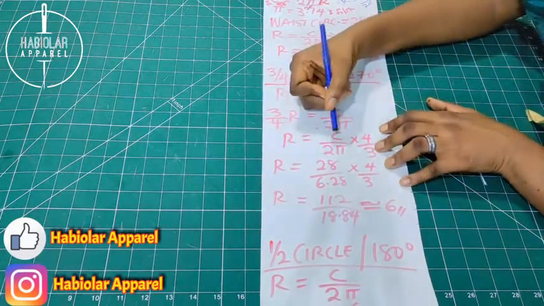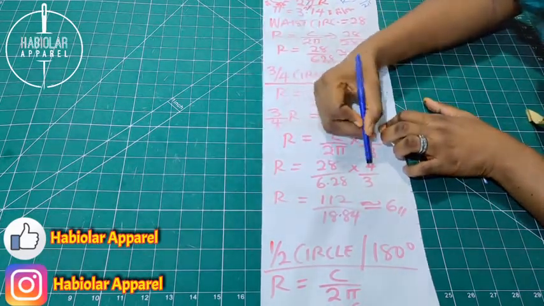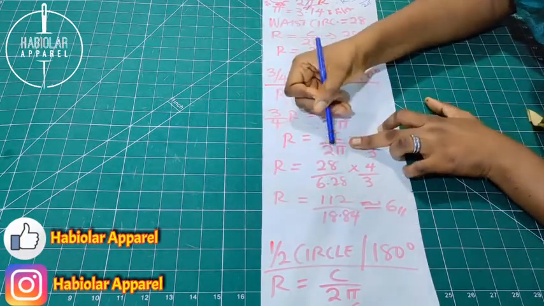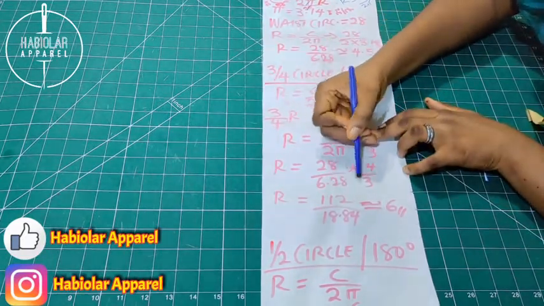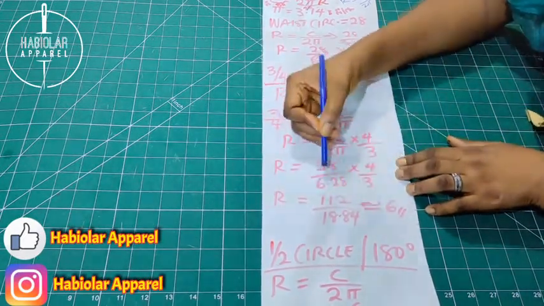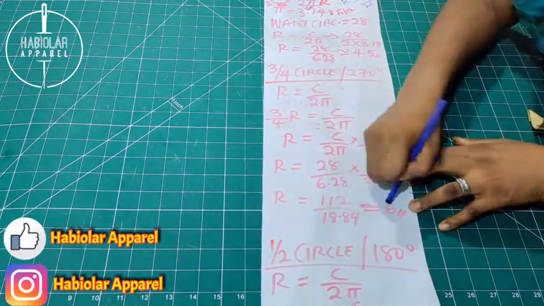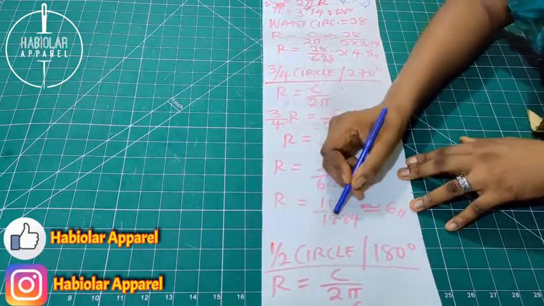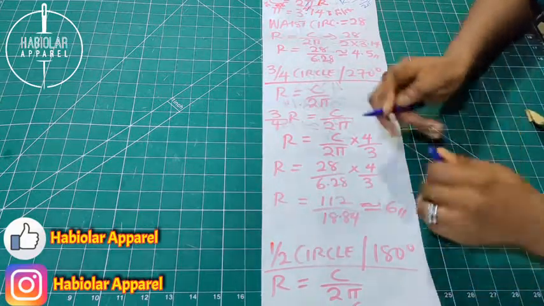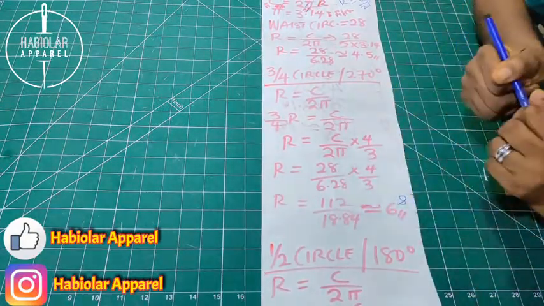So our radius is... our circumference still remains the same. 28 times 4 all over 6.28. You know it's 2 pi r. It's 2 pi, that's 6.28, then times 3. So my 28 times 4 gives me 112, and my 6.28 times 3 gives me 18.84. So 112 divided by 18.84 will give me approximately 6 inches. And remember, our length is still the same, 8 inches. Now let's go and fold.